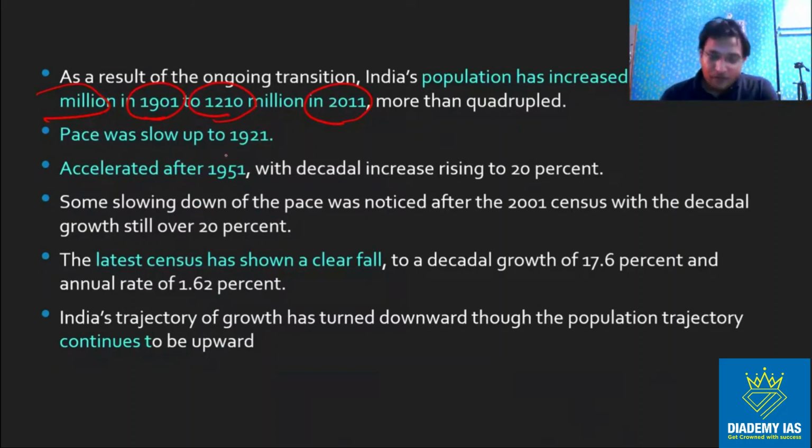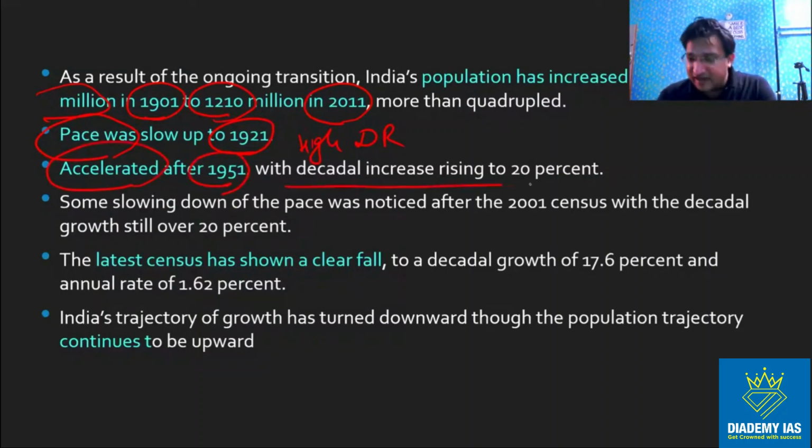The pace was slow up to 1920. So population growth was slow up to 1921. Why? Because of high death rate. We were in the first stage. इसलिए 1921 तक जो pace है वो slow था. It accelerated after 1951 with the decadal increase rising to 20%. After 1951, the death rate started declining. Because of that, the population rate started increasing.